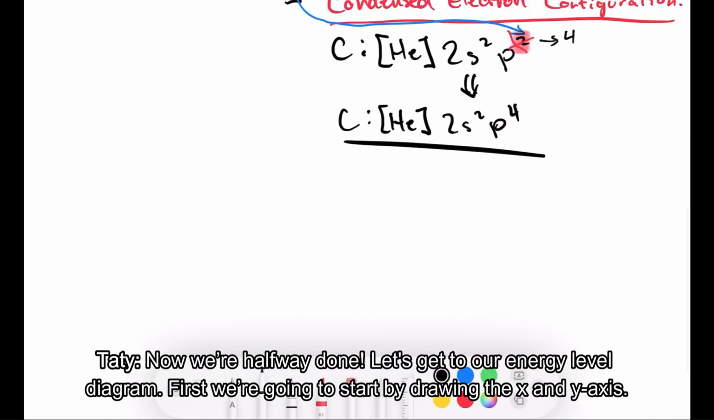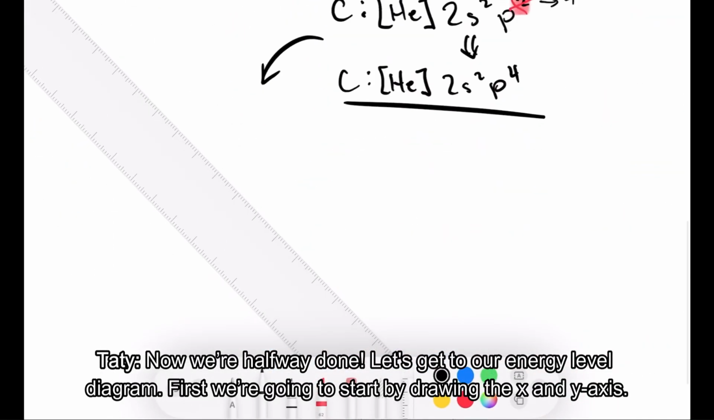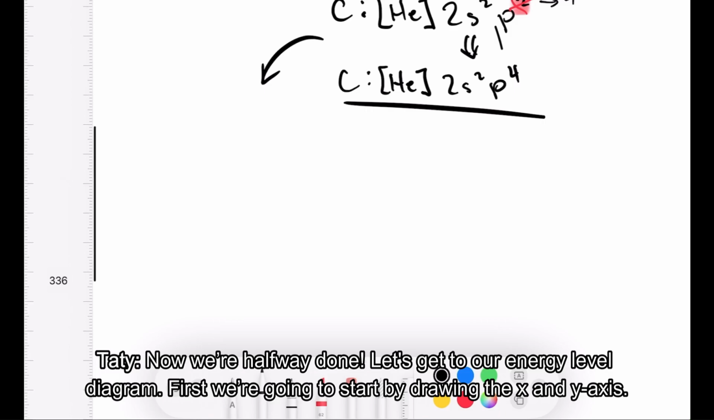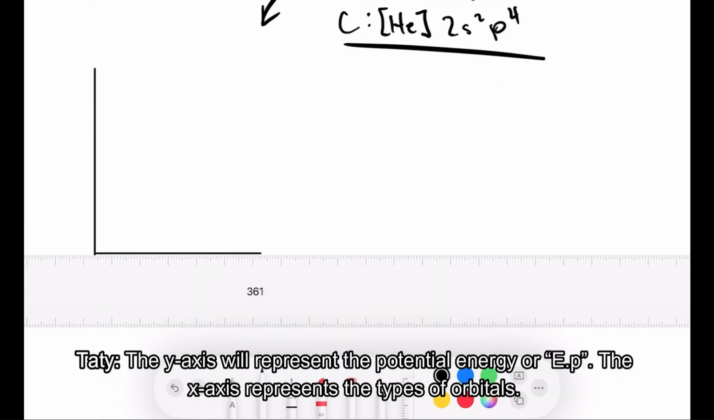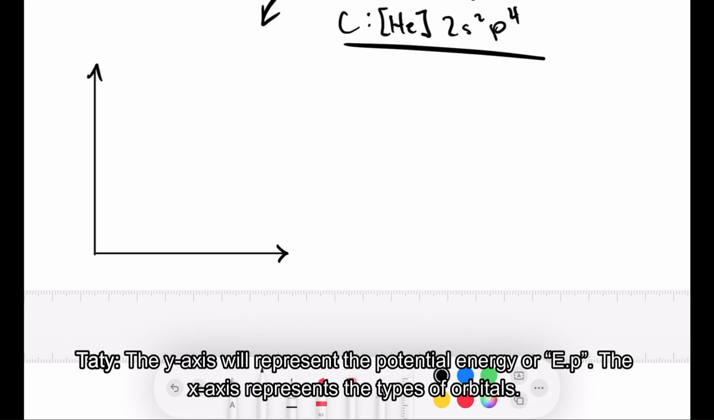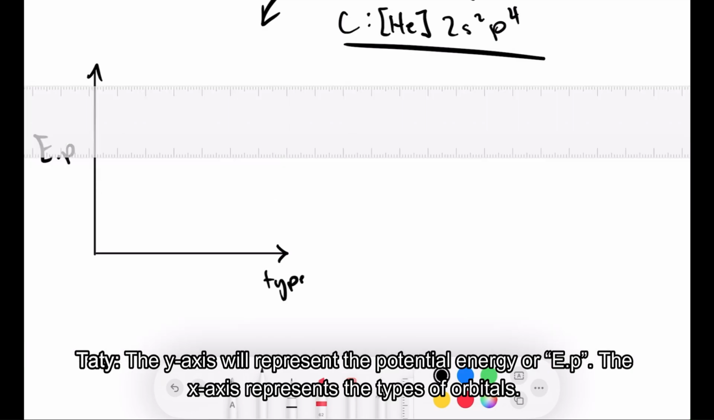Now we're halfway done. Let's get to our energy level diagram. First, we're going to start by drawing the X and Y axis. The Y-axis will represent the potential energy, or EP. The X-axis represents the types of orbitals.